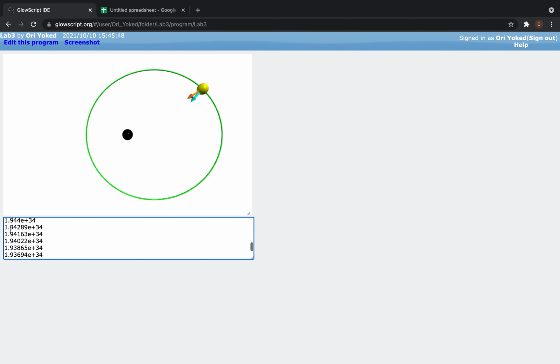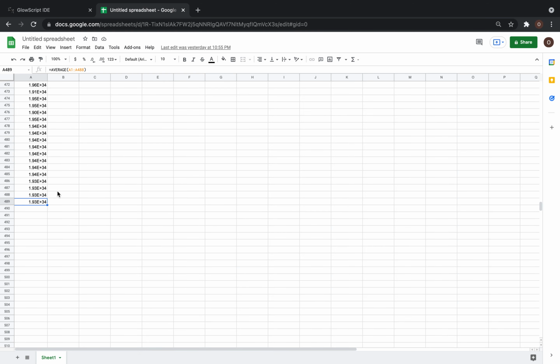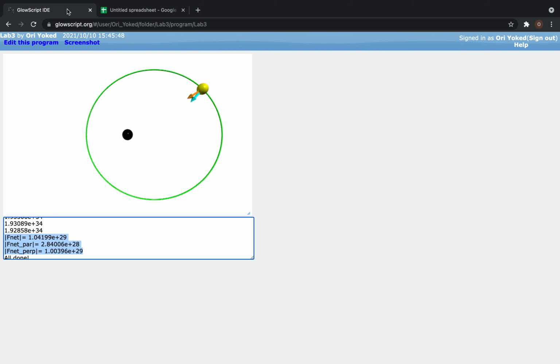And then for that unknown mass that I was trying to find, the code has all these data points, which are slightly different. And so when I average them up, I got 1.93 times 10 to the power of 34.